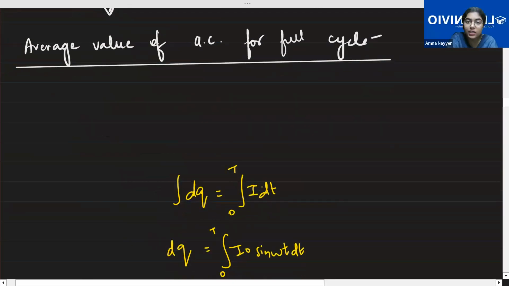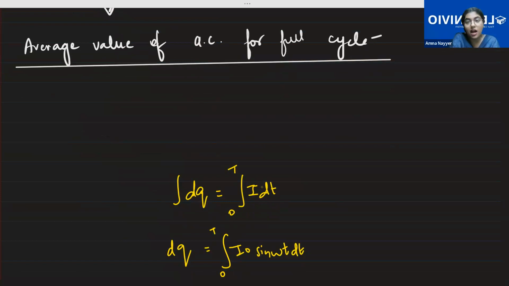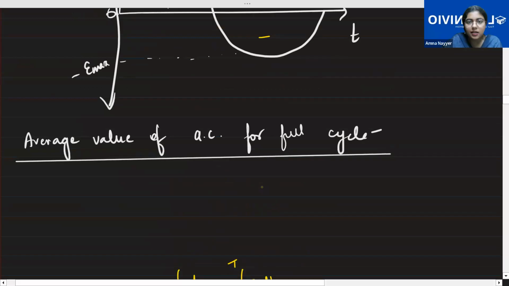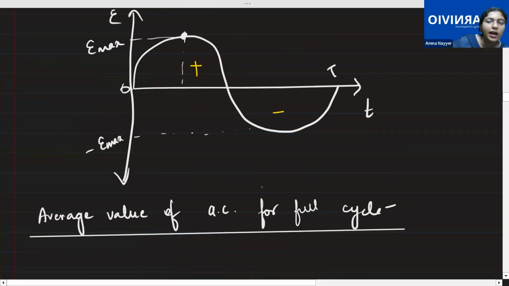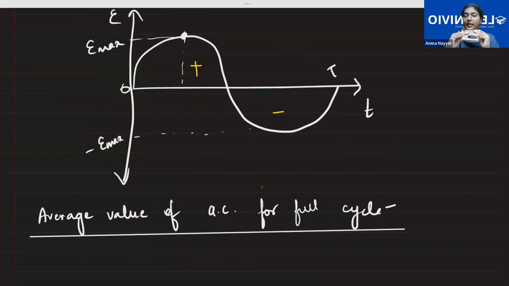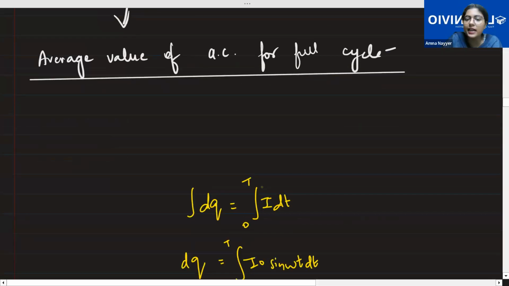Average value of AC for a full cycle and average value of AC for a half cycle. Now, when I say average value of AC for a full cycle, full cycle means this. Remember, I told you that the coil turns. If you have the coil like this, starting from this point, it will turn 90 degrees, then again 90 degrees, then again 90 degrees, and back to its initial point where it started. So in this full cycle, what's the average value of the alternating current? That's what we are trying to get.